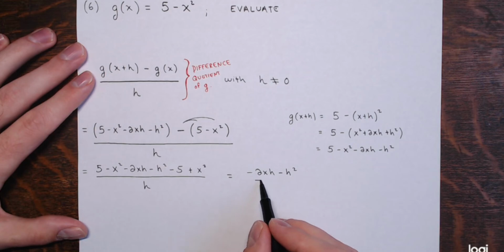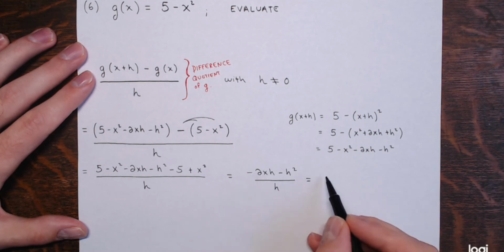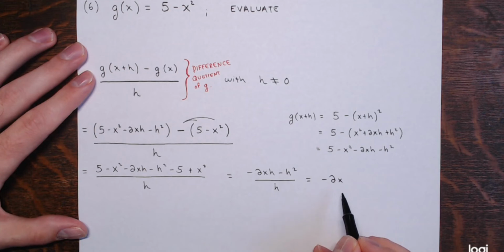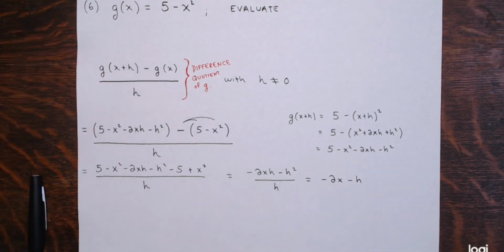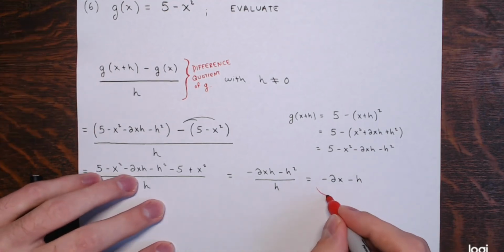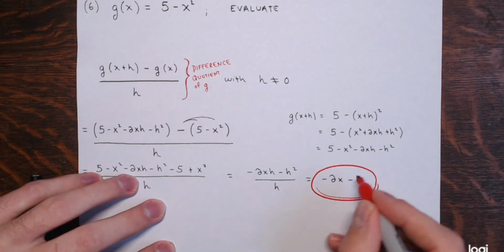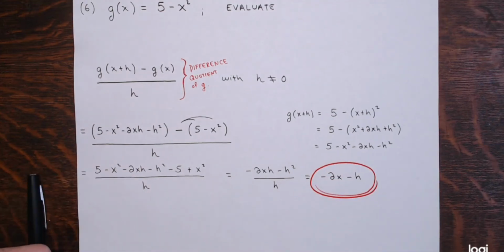And then this is divided by h, and if you actually go through and divide each term by h, negative 2xh divided by h would be negative 2x, and then negative h squared divided by h would be negative h. Or you could factor h out of the numerator and cancel the h's, but you'd be left with this thing here. Negative 2x minus h as your final result, after you're asked to simplify this fraction.